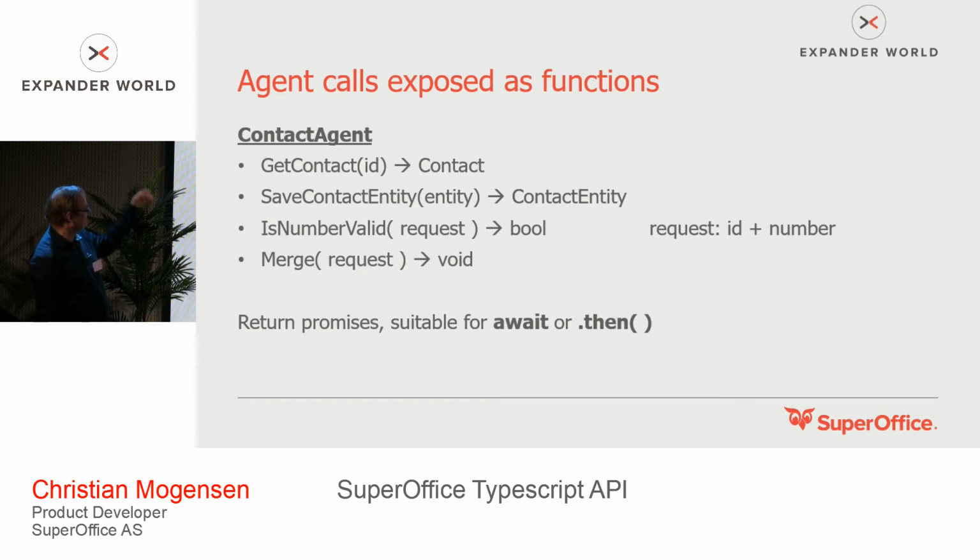So you can say get contact, and get a contact object, get contact entity, you get the big version. All the methods, is number valid, and then there's a request object, and the request object has an ID and a number property. But these things are all declared in the TypeScript, so you get nice IntelliSense of how your request object should look. All of these return promises. So there is no method that you can say like call it and then wait for the answer. It's like no, you will get a promise and you have to then it to actually get something done.